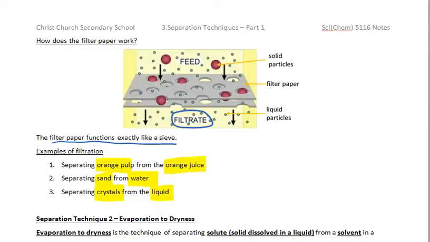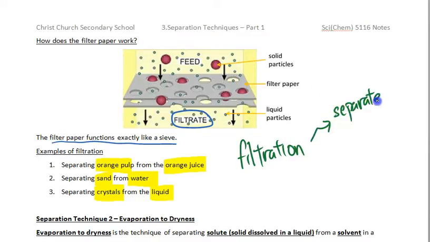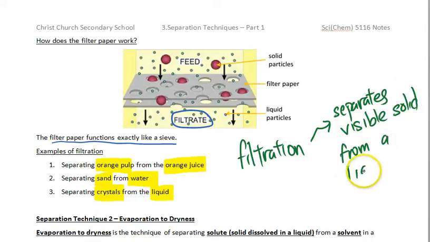Okay, so in summary, filtration, what it does is it separates visible solid from a liquid. Okay, so this is your filtration.